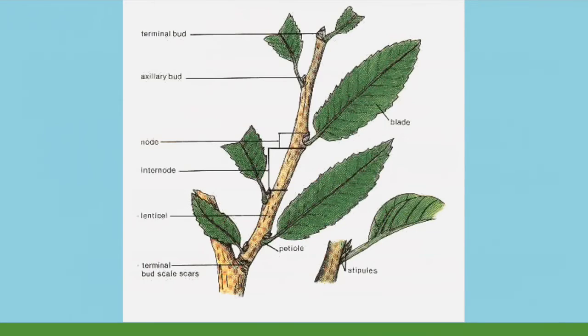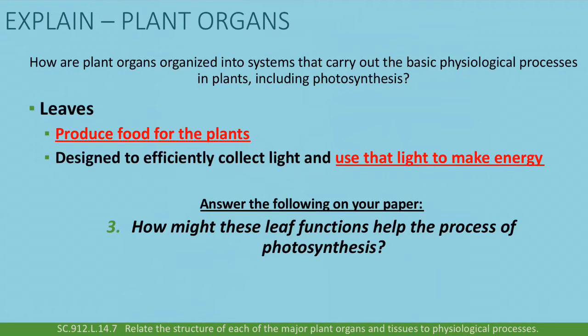Next up, we have leaves. Leaves basically really only have one job: produce food for the plants. That's what they're there for. They're not there to make the plant look pretty. They're not really there for structural support. They're there to produce food for the plant.